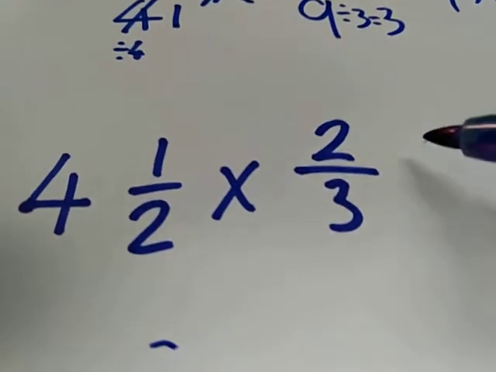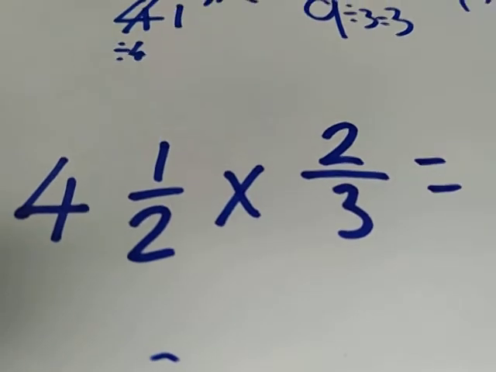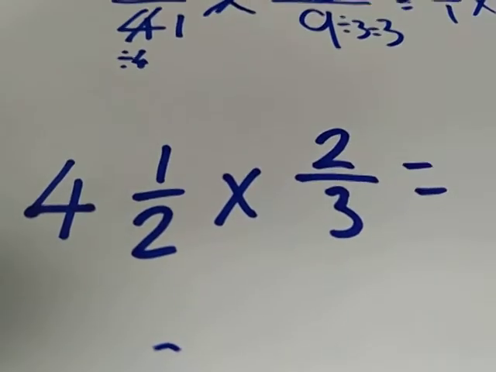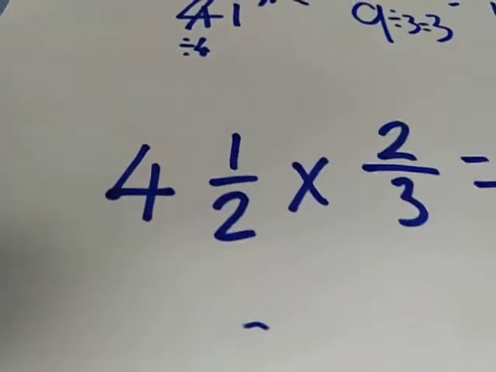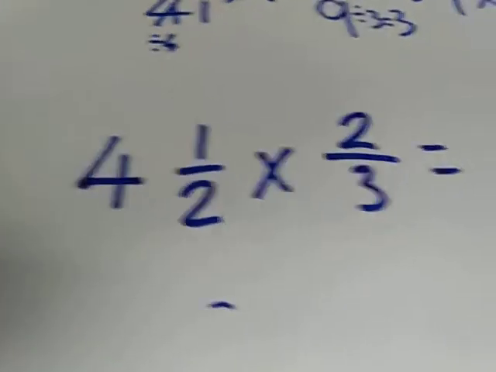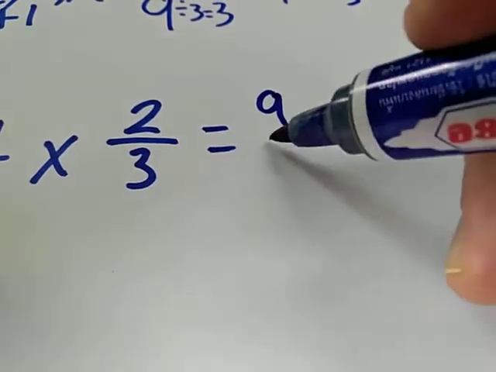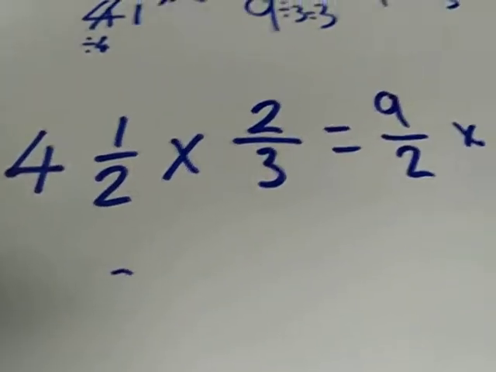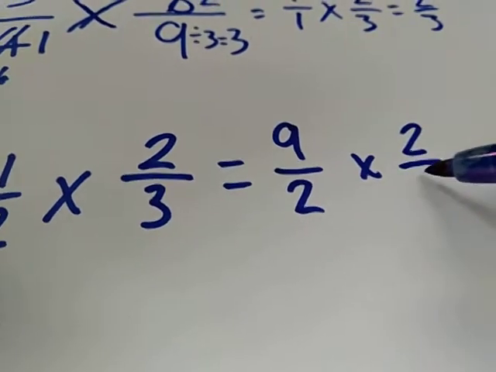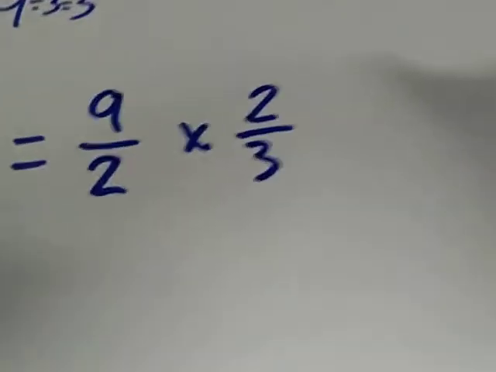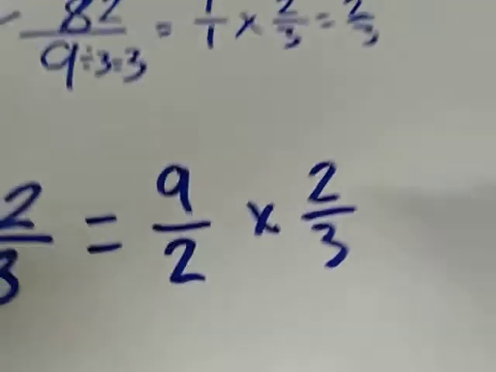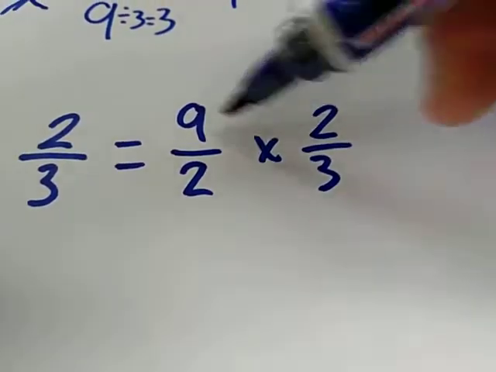So first thing we need to do before we do any cross-cutting is we need to turn this back into an improper fraction. So 4 times 2 plus 1 is, goodness, going to be 9 over 2 multiplied by 2 over 3. And already we can see, there's some good cutting opportunities here. So let's go these two first.